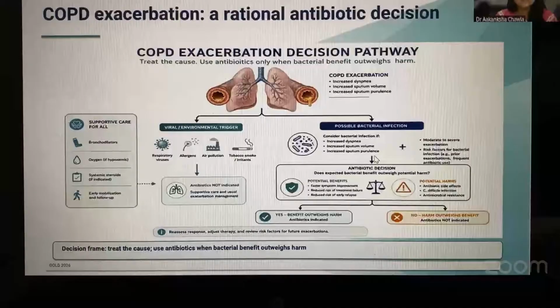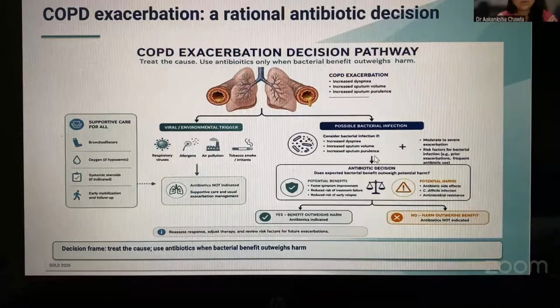So, looking at the COPD exacerbation pathway, it can be viral or an environmental trigger, and also possibility of bacterial infection. So, when it is a viral trigger or a non-infective trigger, the care should be supportive. You should look at the bronchodilator therapy. You should look at the problem, why it has occurred, rather than just adding antibiotic.